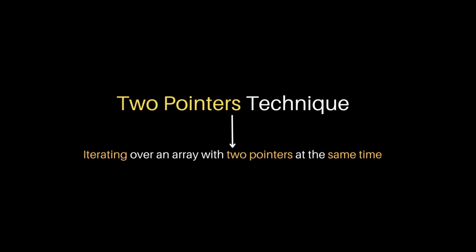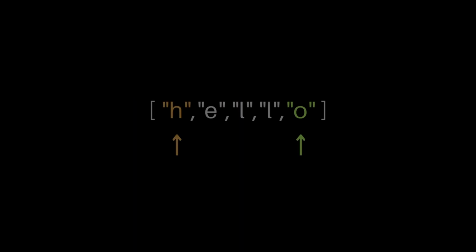the input string. So the second way to solve this problem, and the best way and the easy way to solve 90% of array problems, is by using the two pointers technique. The two pointers technique is an algorithm that involves iterating over an array with two pointers at the same time. So the basic idea is to have one pointer that starts at the beginning of the array and another pointer that starts at the end of the array.